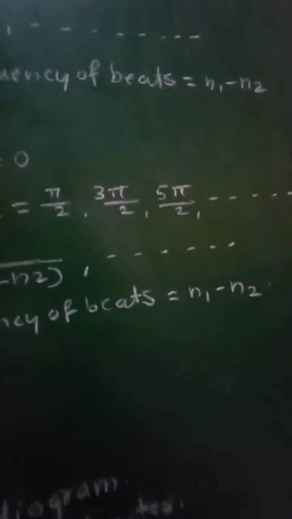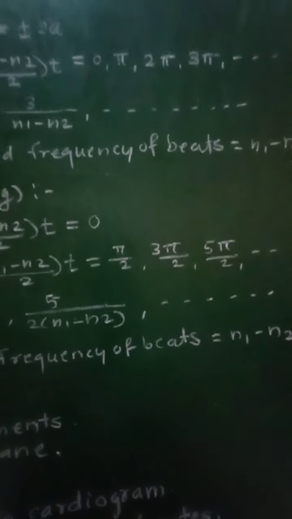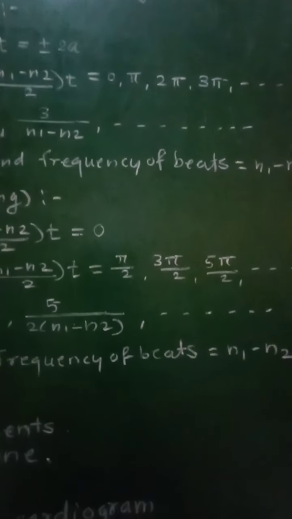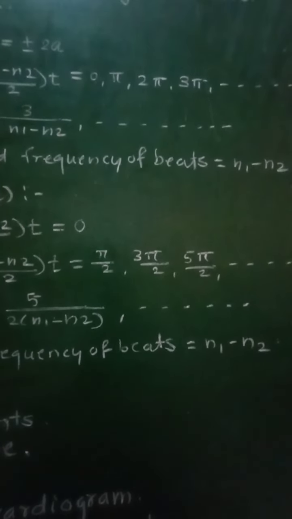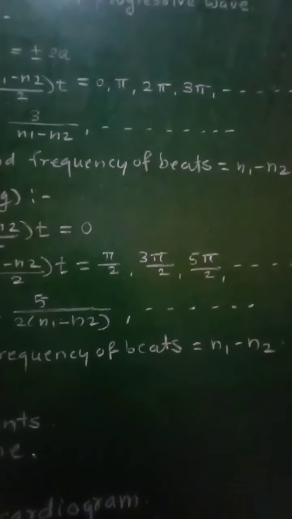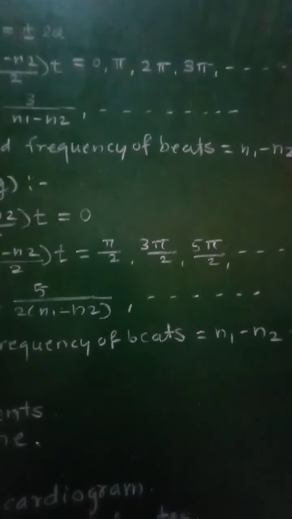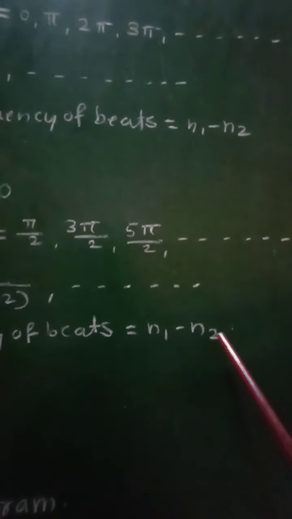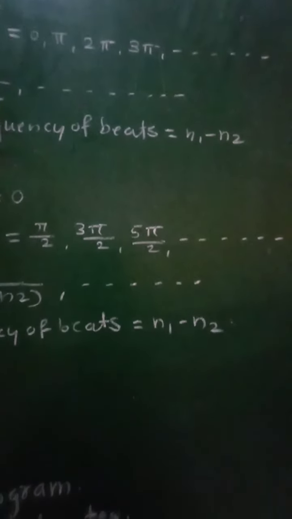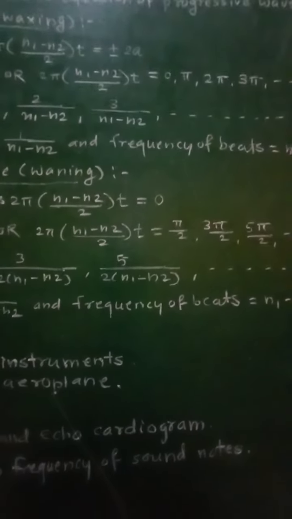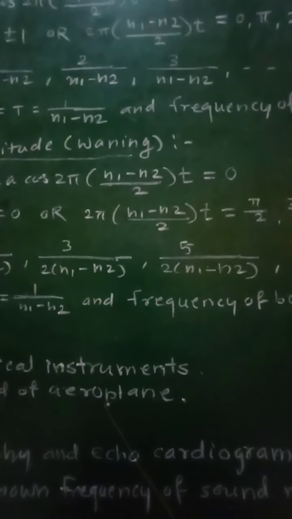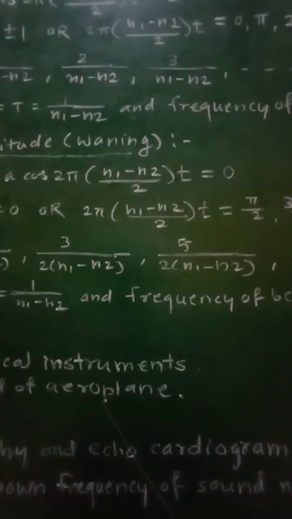So if you compare the 2 points, that is for waxing as well as waning, the period and frequency are the same. So for both waxing as well as waning, the period is equal to 1 upon (n1 minus n2) and the frequency of beats is equal to n1 minus n2. And now from this we can conclude that the waxing and waning are alternately situated.